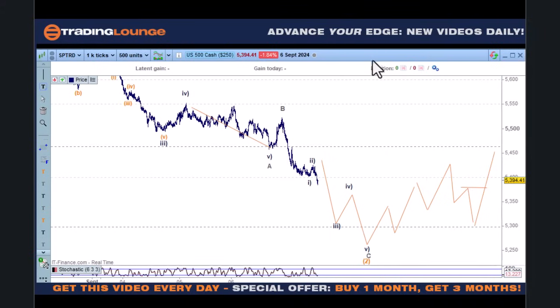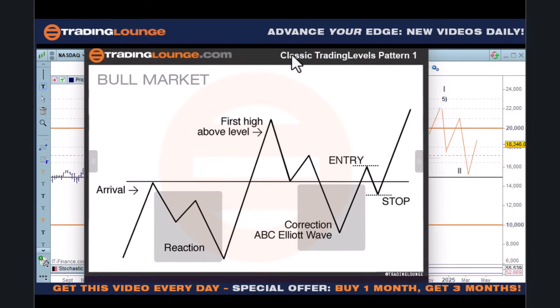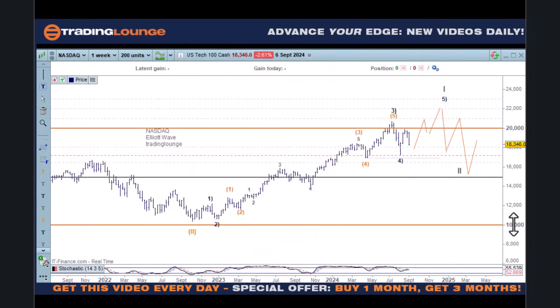So taking this particular move over into the NASDAQ, we've talked about the top a little bit, and in a way this is a classic trading levels pattern too, where we have the arrival at a level, the reaction, and then the first high above the level, and so on at that point. It looks a bit like this here. We've got the arrival, we're in the reaction stage here. We think we got the low in, and we're looking for the first high above the level. Then we'll have wave 1 and 2 over here. So just basic patterns in this case.